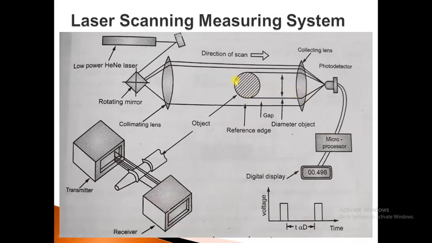Here you can see the laser beam passes through a collimating lens and reaches the collecting lens, which is detected by this photo detector. If the object is kept in between these, then a time interruption occurs. This interruption is measured by the microprocessor, which relates it to the size of the object in the path of the laser beam, and converts from time to linear dimension.